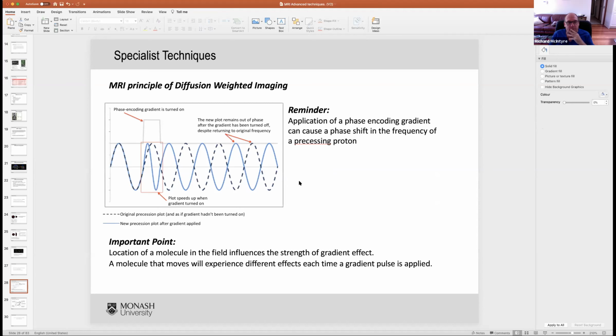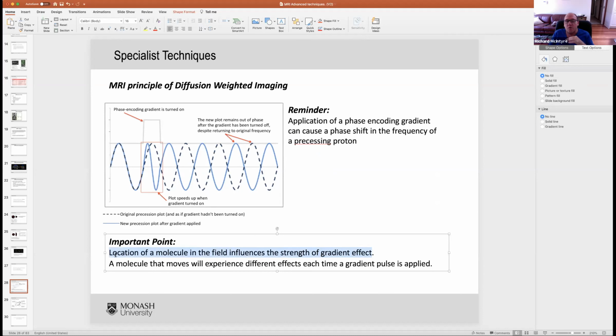Don't worry too much about phase. Suffice to say, location of a molecule in the field influences the strength of the gradient effect. Which basically says if the movement of the molecule in one direction is the same as the phase encoding direction, you will get greater signal. Application of a phase encoding gradient can cause a phase shift in the frequency of a processing frequency. We know that. Location of a molecule in the field influences the strength of the gradient effect.